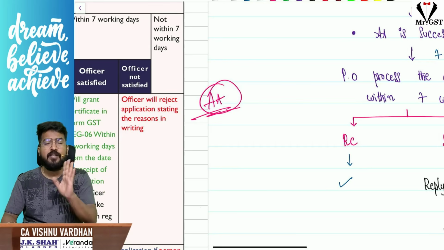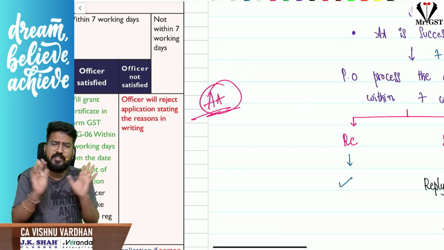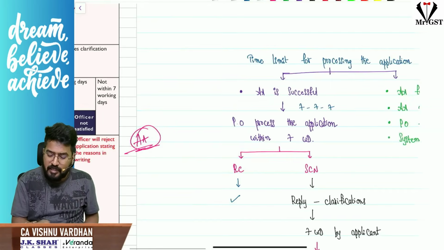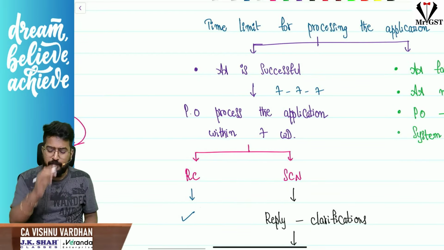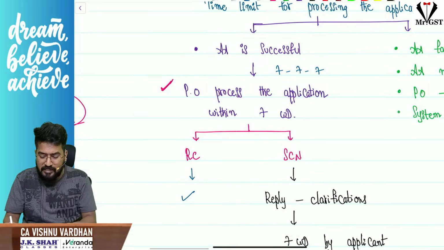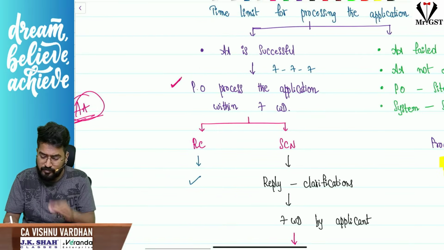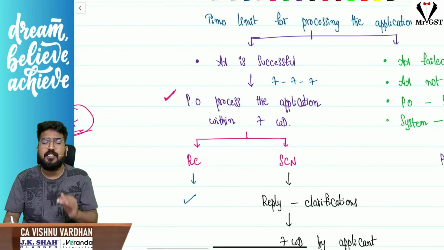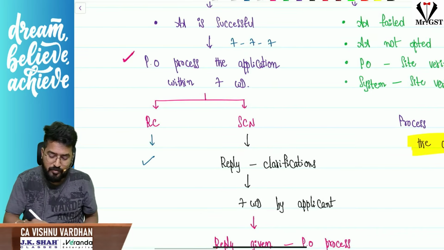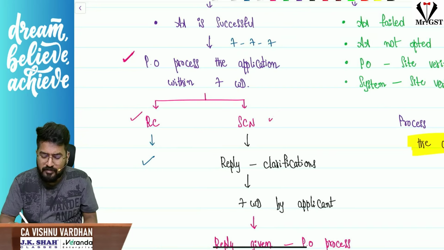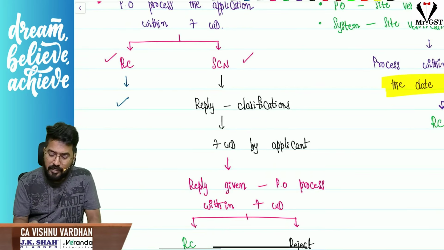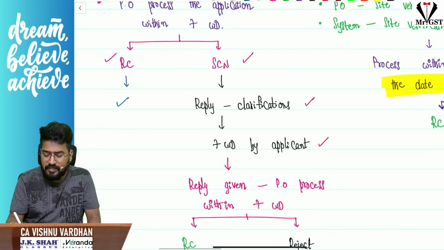Okay, so if Aadhaar authentication is successful, that's all. This is how Aadhaar authentication happens. If it happens, what is the advantage? The advantage is that your application will be processed by the proper officer in 7 working days. That means within 7 working days from the submission of the application, either your application will be accepted and the registration certificate granted, or they will send you a show cause notice asking for more details or clarifications. And you should reply to those clarifications within 7 working days.